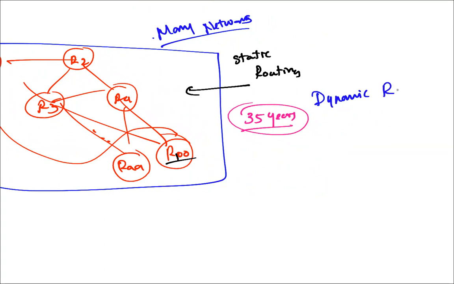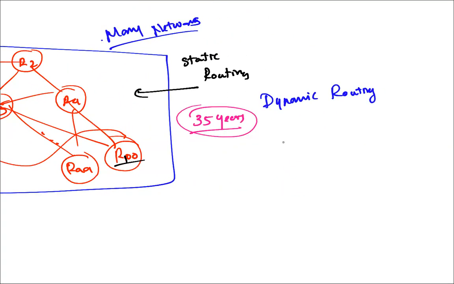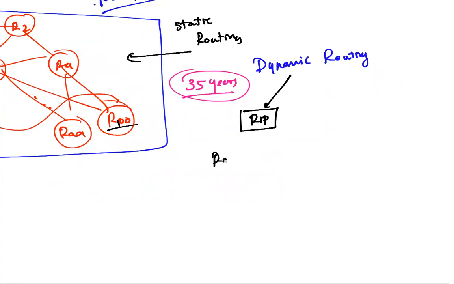There are many dynamic routing protocols. A few protocols we still use, but there were many protocols that were used earlier and are no longer that great, so we dropped them. One such protocol, which was very popular but which no one uses now, is RIP, the Routing Information Protocol. And the other one is OSPF.